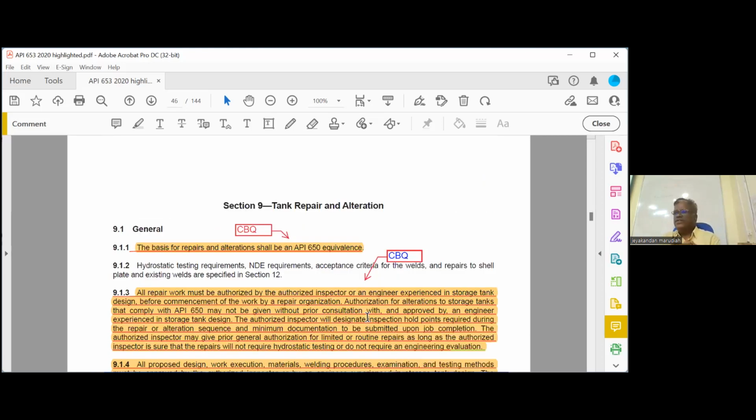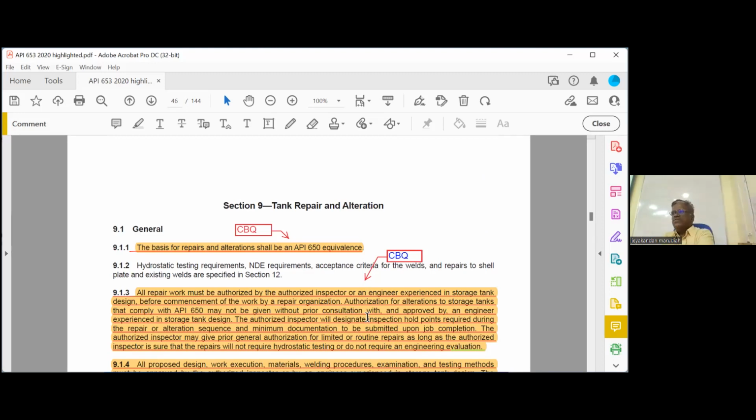Tank repair and alteration. I can say the most important chapter of the 653. It will have around 20 questions, at least 15 questions. But it is not as tough as chapter 4. There is no calculation. So this talks about the repair and alteration.